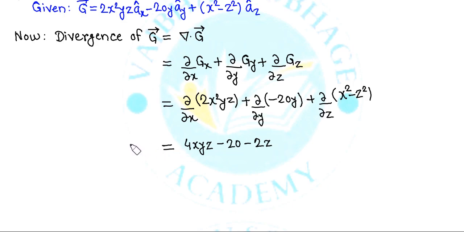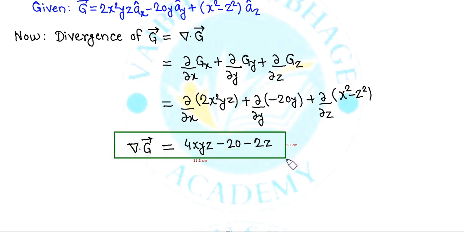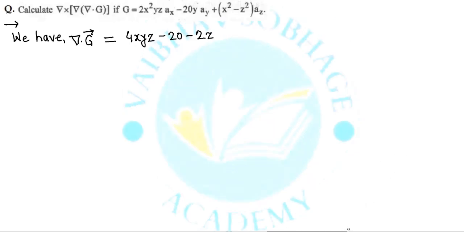So this is the very first part of your numerical, that we have found the divergence of the given vector g. Now we are going to make use of this first answer in order to get its gradient. From the previous slide, we have found the divergence of the given vector g. Now we have to find the gradient of the divergence of the given vector. Now we are going to find its gradient.